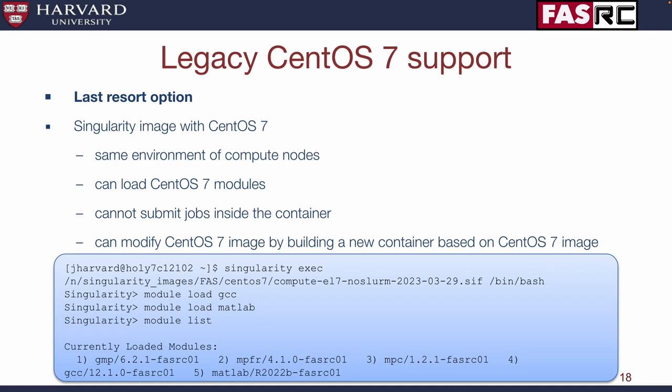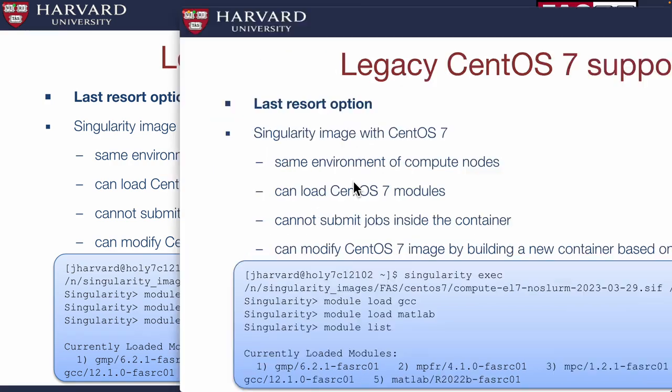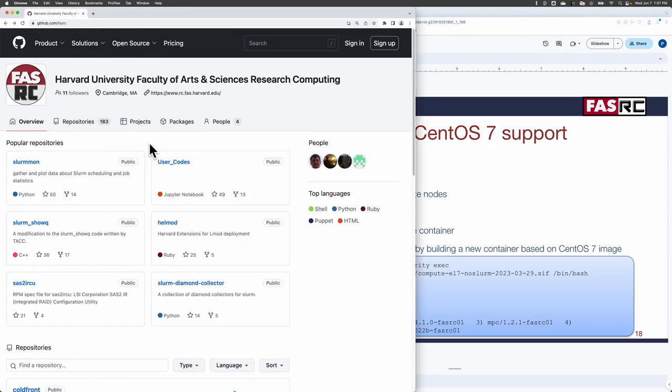If your workflow absolutely cannot be upgraded to Rocky 8, we offer a last resort option using a Singularity container with CentOS 7. It has the same environment of compute nodes before the OS upgrade. It can load CentOS 7 modules. However, it cannot submit jobs inside the container unless you have a special setup. You can modify the CentOS 7 image by building a new container based on the CentOS 7 image. If you would like to use the image, you will have to be in a compute node to have access to Singularity.